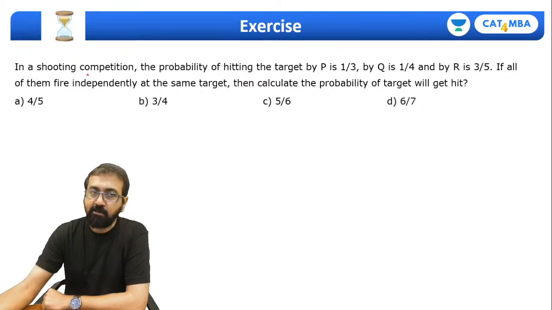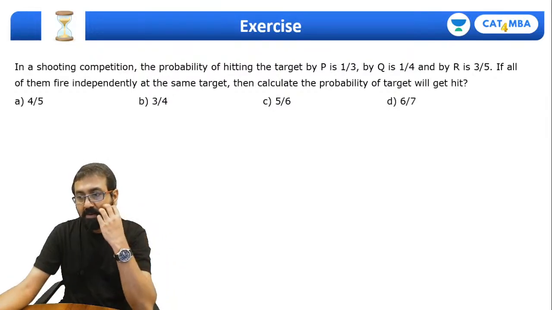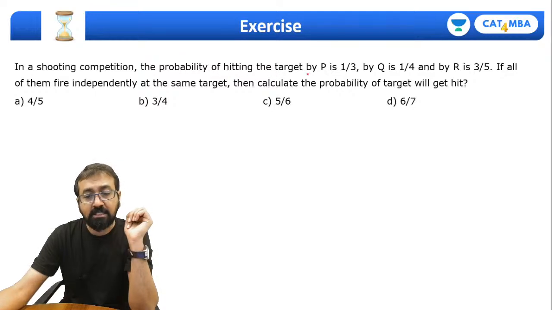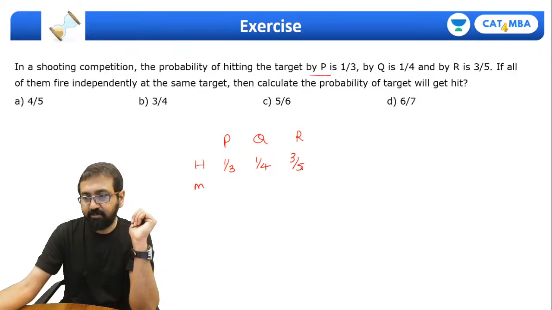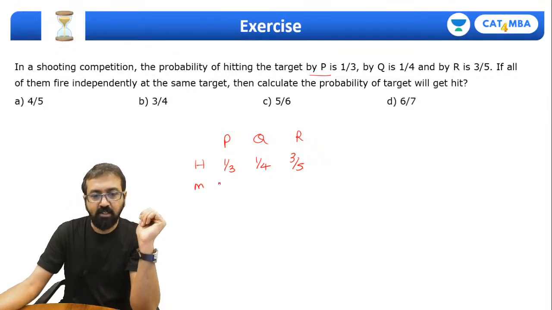Now this is also a good question. Let me explain this question because we haven't discussed probability, so I'll explain this question. In a shooting competition, the probability of hitting the target by P is 1 by 3. Let me just write down here: hitting the target, missing the target. So this probability is 1 by 3, Q is 1 by 4 and R is 3 by 5. There is always some delay, Rajat, that's fine. So P hitting the target is 1/3. What is the probability of P missing the target? 2/3. Q missing the target 3/4. R missing the target 2/5.